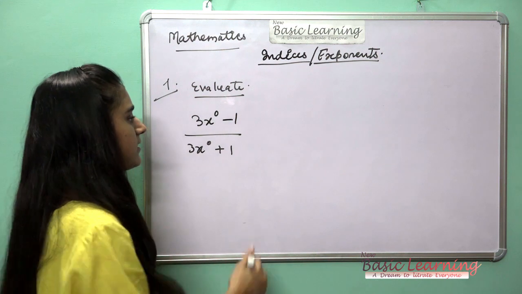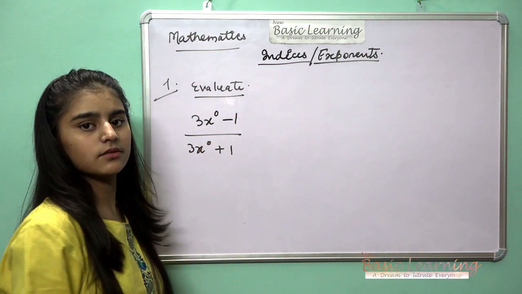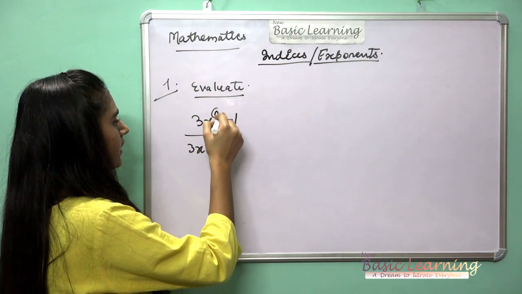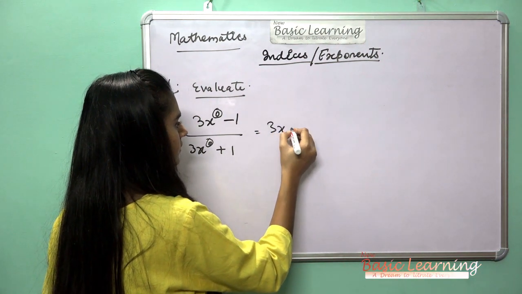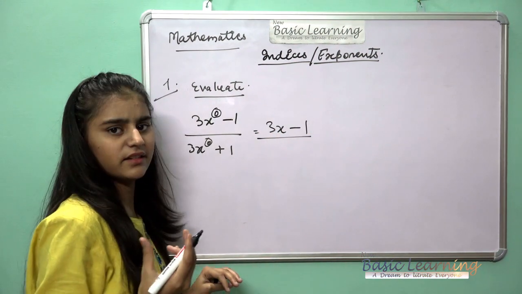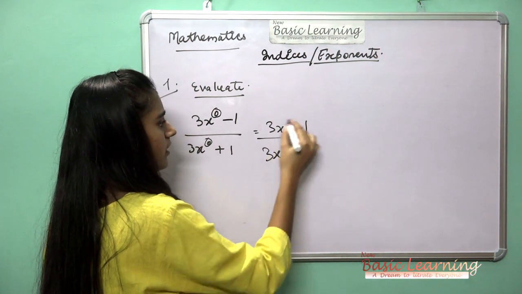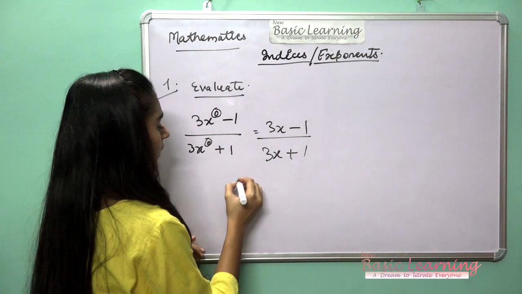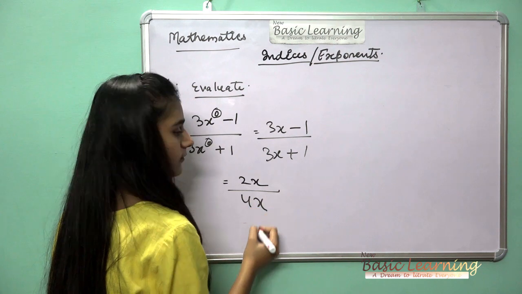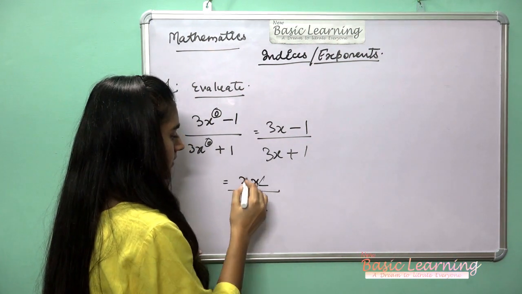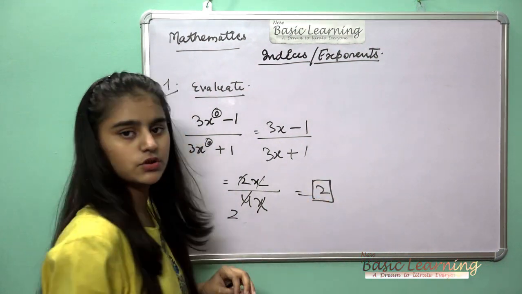Now the next question is 3x to the power 0 minus 1 and 3x to the power 0 plus 1. So here the power is given 0, so you can consider it as 1. Okay, 3x 1, or if you don't write, there is no problem. 3x plus 1. When you subtract 3x from 1 from 3x, you get 2x upon 4x. Okay, x is cancelled from x, 2 2s are 4. So here your answer is 2.